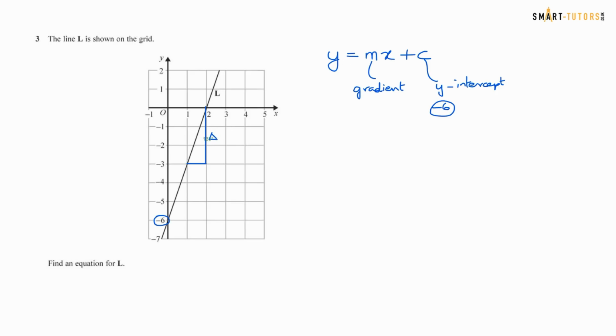This is the delta y, which is the difference of y, and this is the difference of x. So the gradient can be found by the difference of y divided by the difference of x. In this case it is 3 divided by 1. So m is 3 and c is minus 6. So the equation of the straight line is y equals 3x minus 6. That is our final answer.